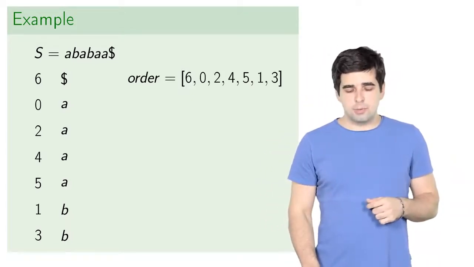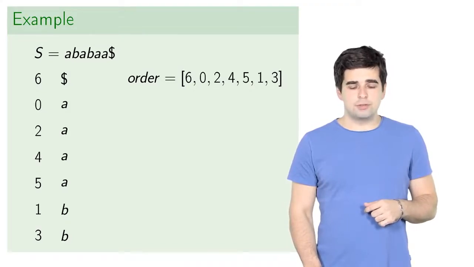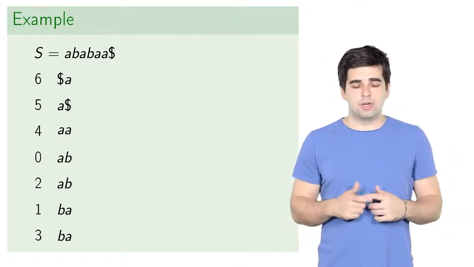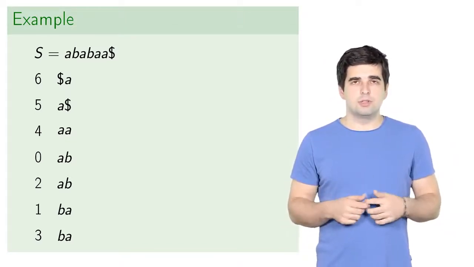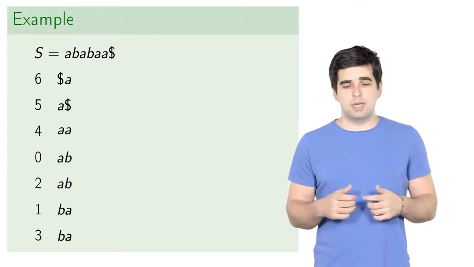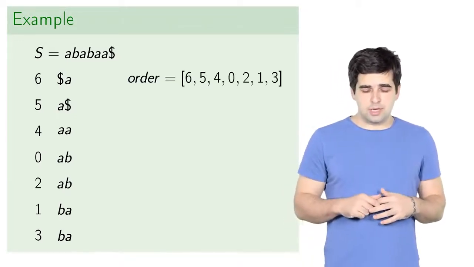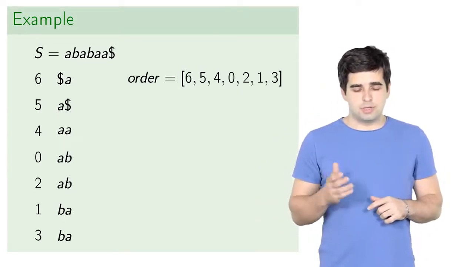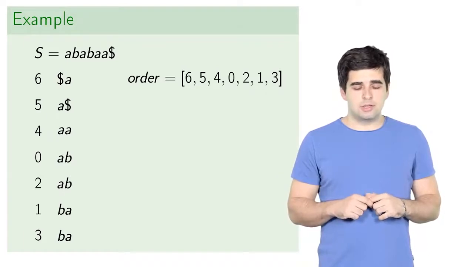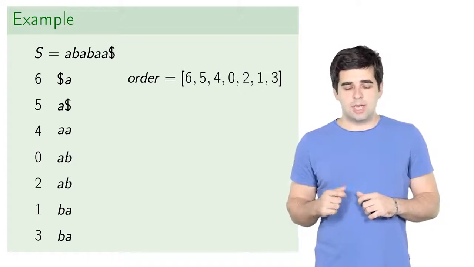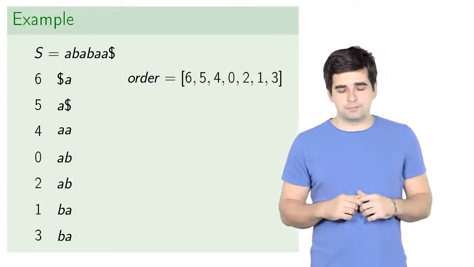And on the next step, we go from cyclic shifts of length 1 to cyclic shifts of length 2, and their order changes. First goes $A, because $ is the smallest character, and then goes AA, then 2 instances of AB, then 2 instances of BA. And the order in this case is already 6, 5, 4, 0, 2, 1, 3. And that's because $ is in position 6, and then A after which there is a $ is in position 5, and then A after which there is an A is in position 4, and so on.